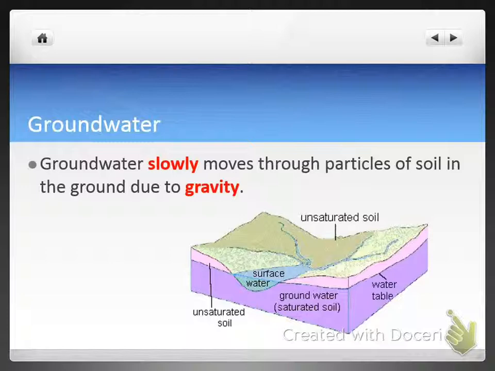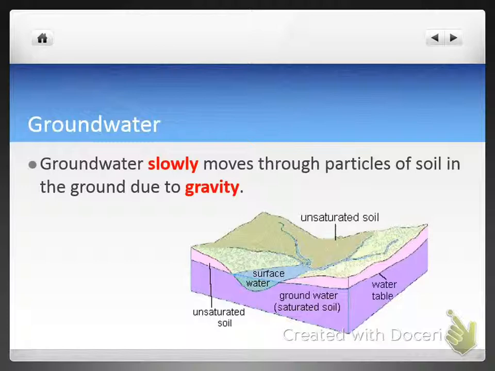So groundwater is going to move slowly. It doesn't move nearly as fast as, say, the surface water has this weekend with all the runoff. But gravity is going to pull it down. And our soil right now is saturated, so that water is trickling down into the aquifers. The water table is the very top, right below the surface, and the water table can vary in depth depending on what type of soil is underneath.